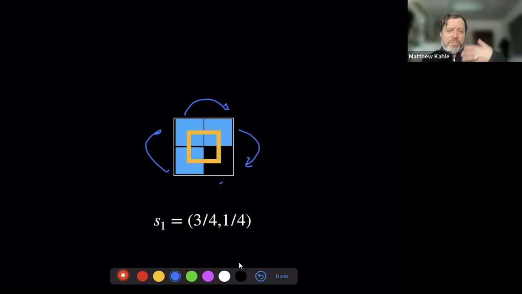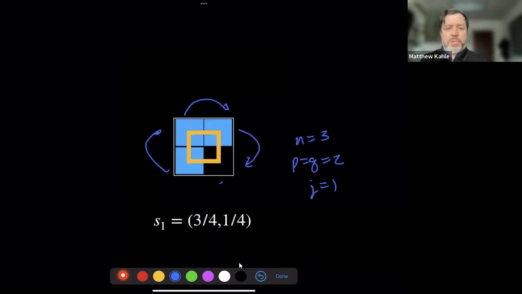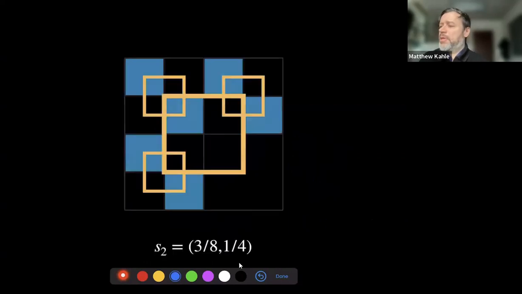So that's a map from the circle into the configuration space. And I claim that it gives a non-trivial one-cycle. I'll say something about why it's non-trivial in a second. In this case, p equals q equals 2, n equals 3, and I'm saying it's a non-trivial one-cycle. So in area normalized coordinates, x equals n over pq, y equals j over pq, we get 0.75, 1/4. Now we do something a little bit trickier.